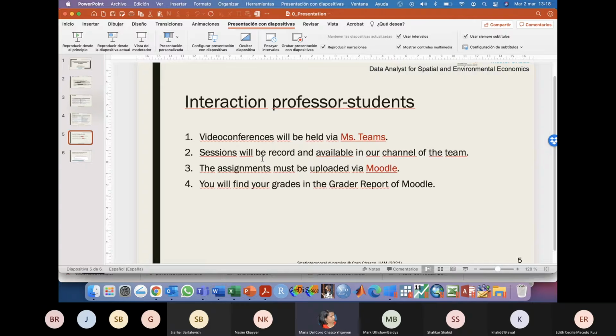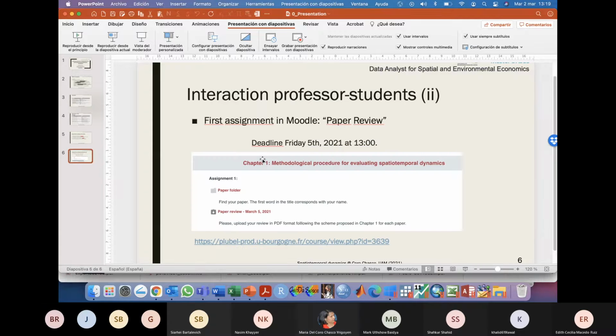I also would like to use Moodle to interact with you. So it is important to be inside Moodle and to enter the course. You will find your grades in the grader report of Moodle. I will be evaluating you along this month in a continuous way, okay? So it is mandatory that you enroll in Moodle. Please, now only 2 of you are actually there.